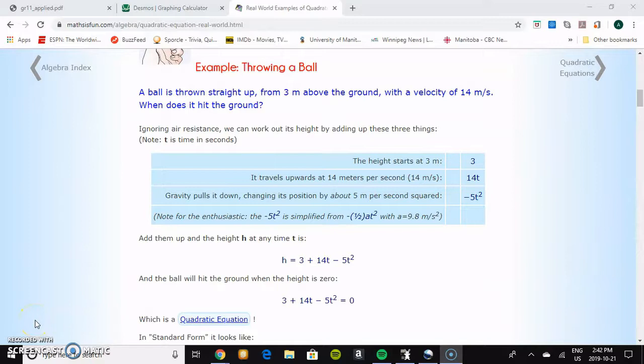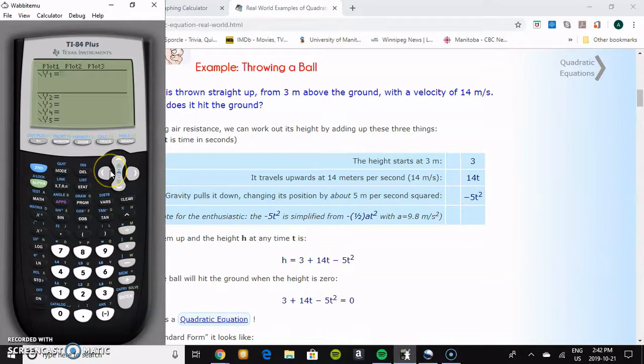So now if we take a look at a real-world example, I have this question here that I found about throwing a ball. And it says, a ball is thrown straight up from 3 meters above the ground with a velocity of 14 meters per second. When does it hit the ground? And we can see here that there is an equation that I will punch into the graphing calculator.